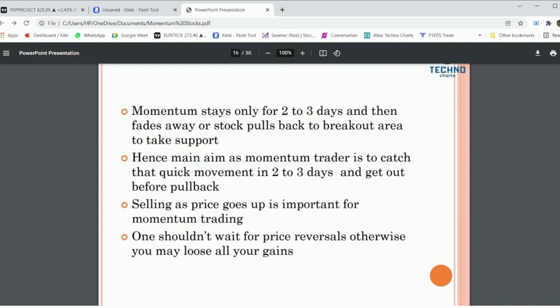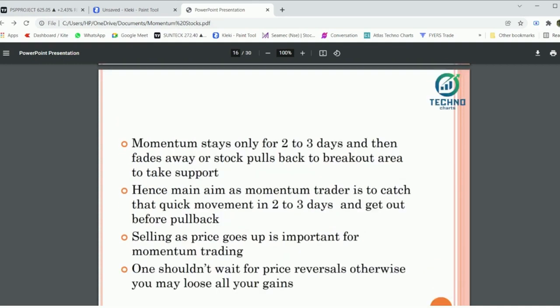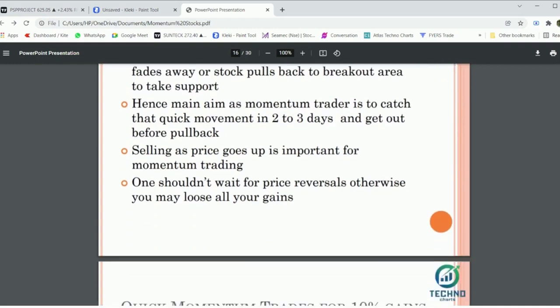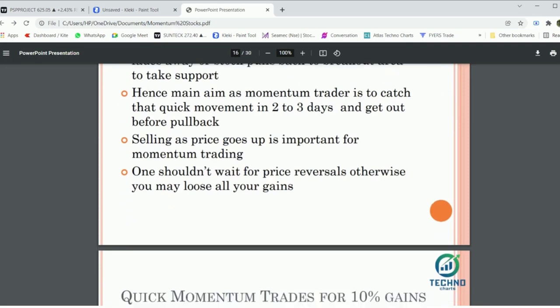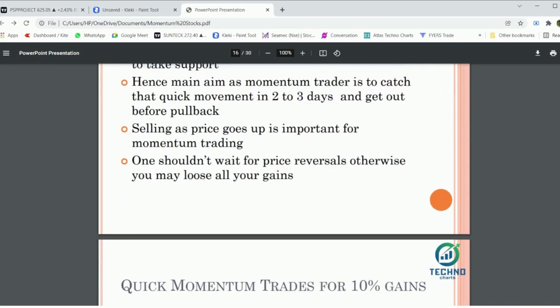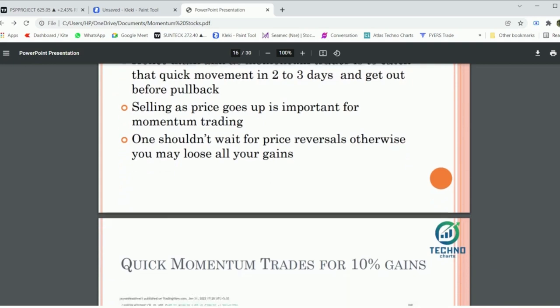Selling as price goes up is very important for momentum trading. That means as soon as the price is hitting 5% or 10% gain, you have to keep on selling the stock in some percentages, so that you don't get stuck in a reversal. One shouldn't wait for price reversals, otherwise you may lose all your gains. That is a very important thing, because you never know where the reversal is going to happen.